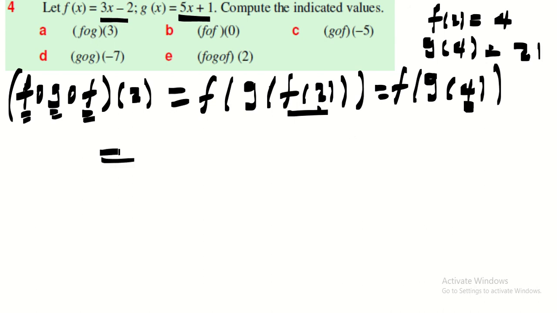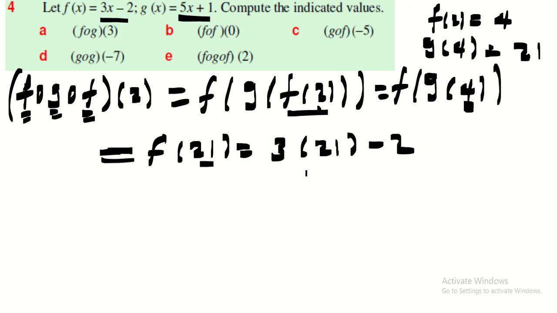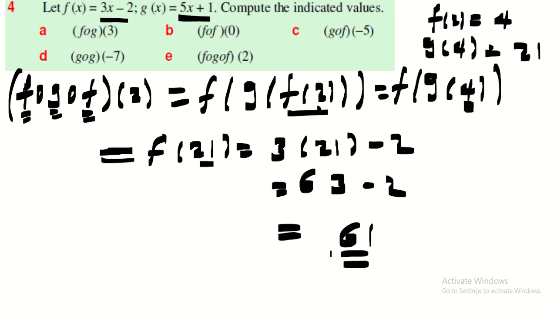So what is left now? I have f of 21, and I will substitute 21 in place of x in f, because f of 21 means 3 multiplied by 21, then minus 2. 3 times 21 will be 63 minus 2, which is going to be 61. So that's the way you are going to evaluate or compute a composed function at a given point. Okay, we can continue now to the next question.